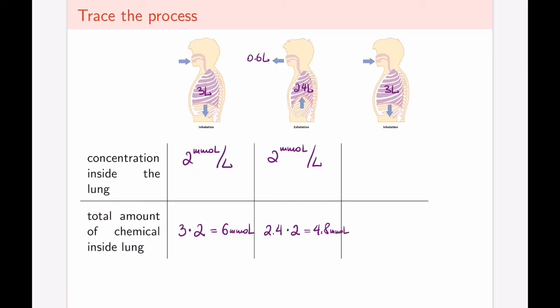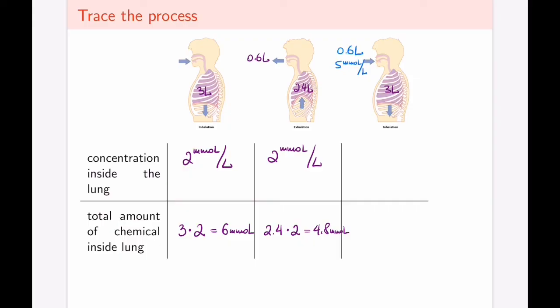Now, what is going to happen to the total amount of chemical as we go from exhaling to inhaling? We're going to take whatever was already in the lung and then add the amount of the air inhaled at the concentration of the chemical that is being inhaled. So the process here is a little bit different. We're taking in 0.6 liters of the ambient air, and remember that the concentration of the chemical in the ambient air was different than on the inside.